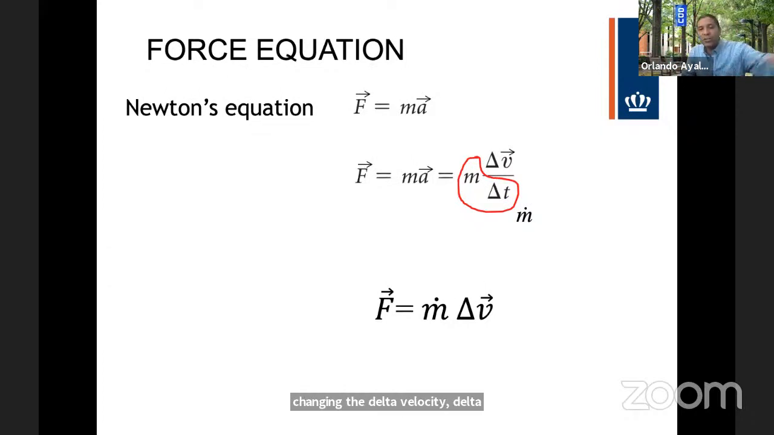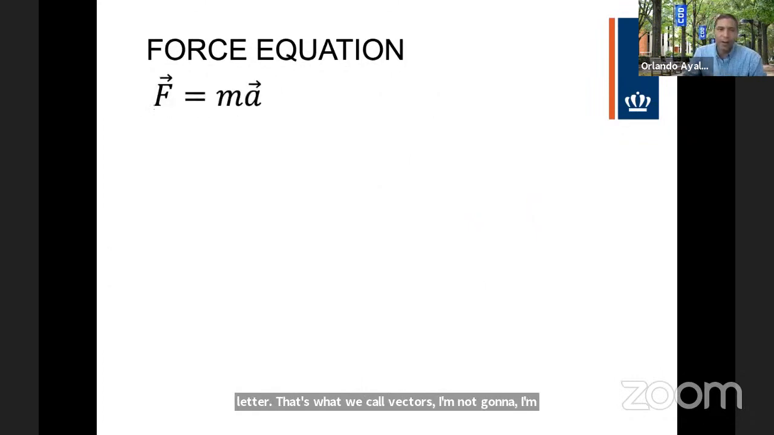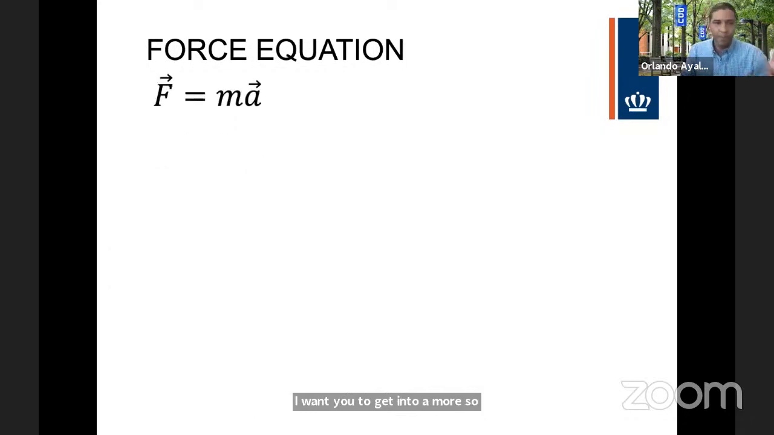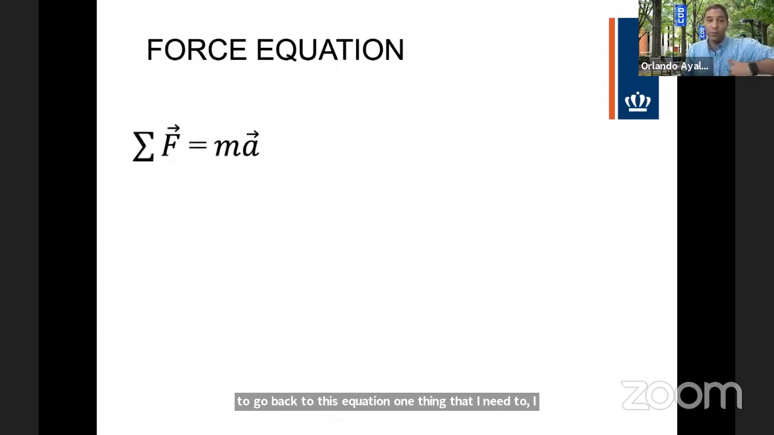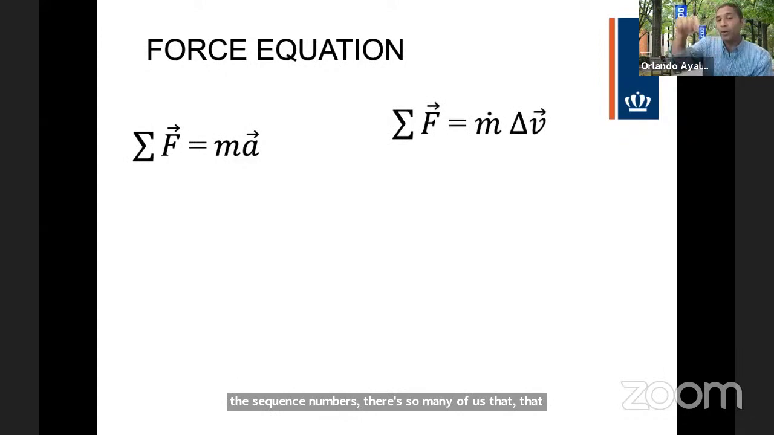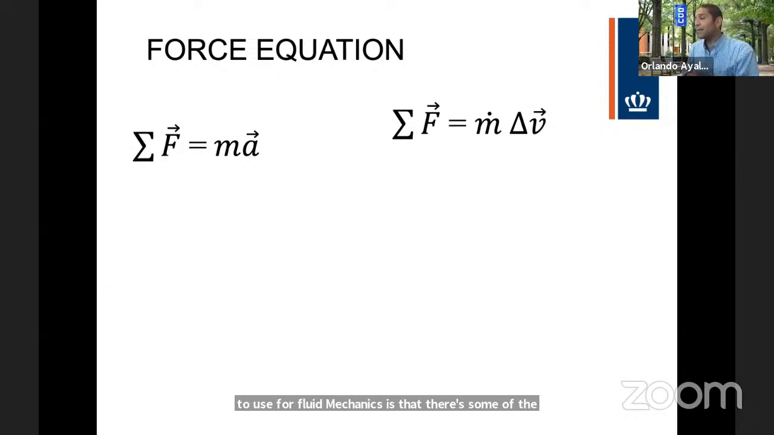Now, you see that little arrow at the top of the letter? That's what we call vectors. I'm not going to look into vectors right now. I want you to get into a simpler form. Now, I'm going to go back to this equation. One thing I need to mention is that the original equation, Newton's law, is the sum of the forces equal to mass times acceleration. So I'm going to use that form. That means the equation we're going to use for fluid mechanics is that the sum of the forces is equal to mass flow rate times the change of velocity.